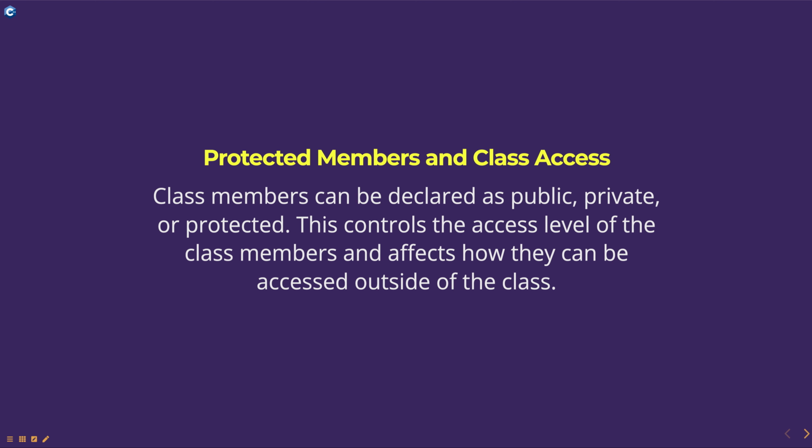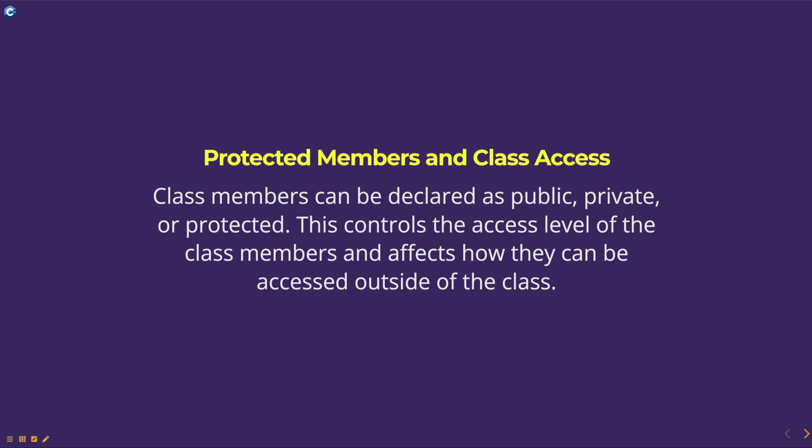In C++, class members can be declared as public, private, or protected. This controls the access level of the class members and affects how they can be accessed outside of the class.